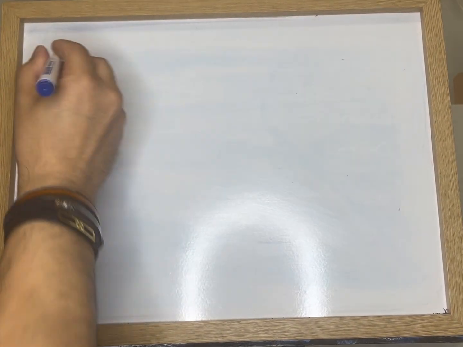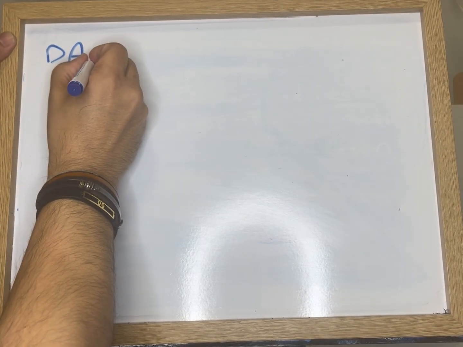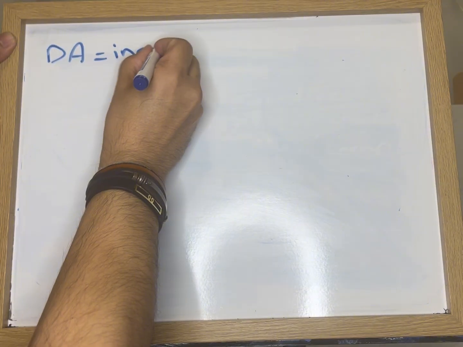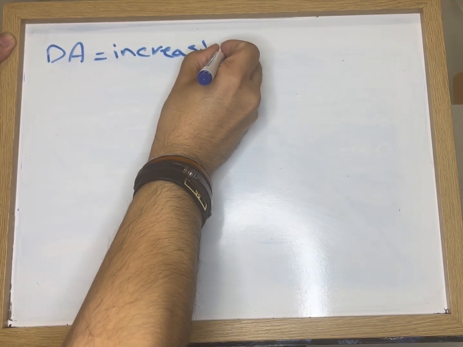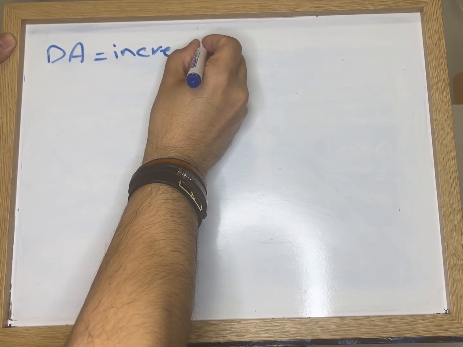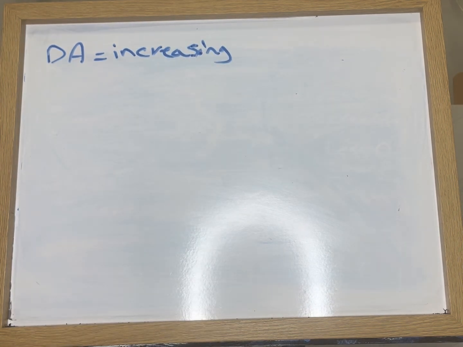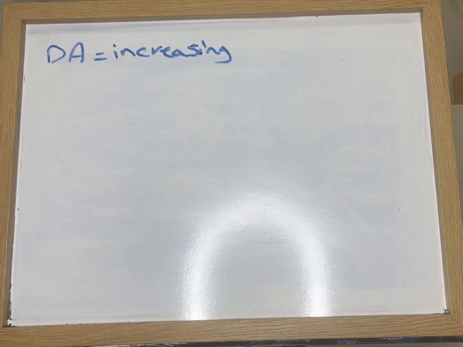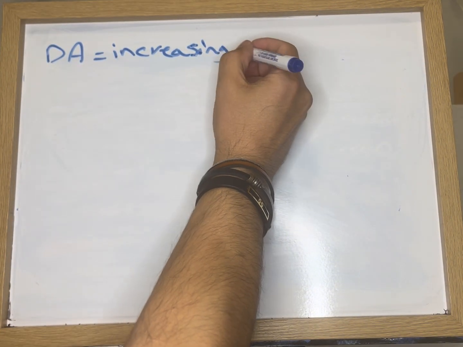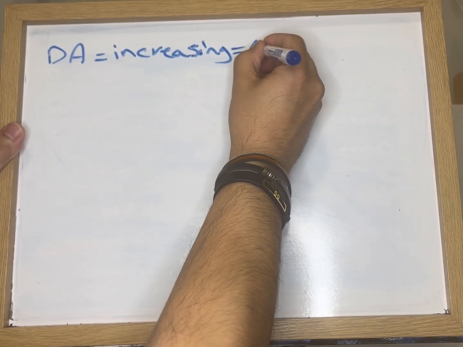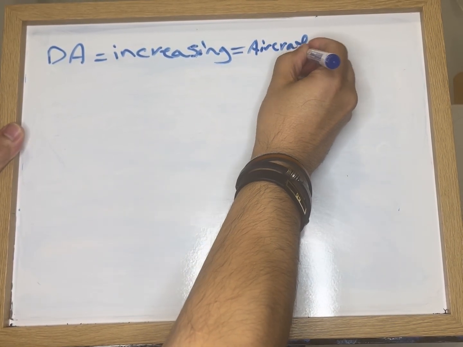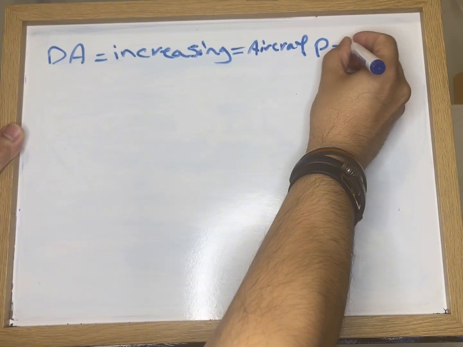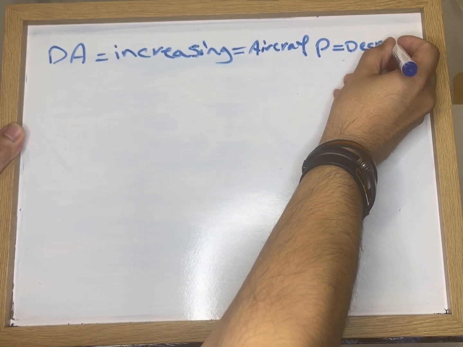We are assuming density altitude increases. So what conditions should we have for density altitude to increase? When temperature is high, humidity is high, or we are at higher altitude, density altitude increases. So when density altitude increases, aircraft performance decreases.